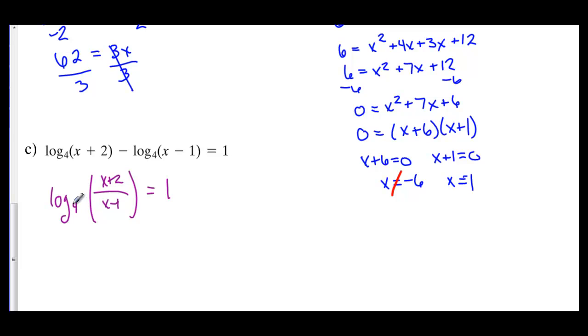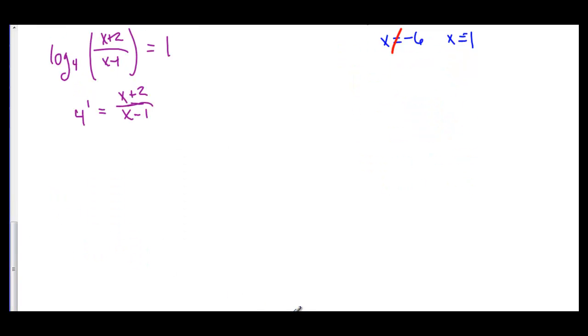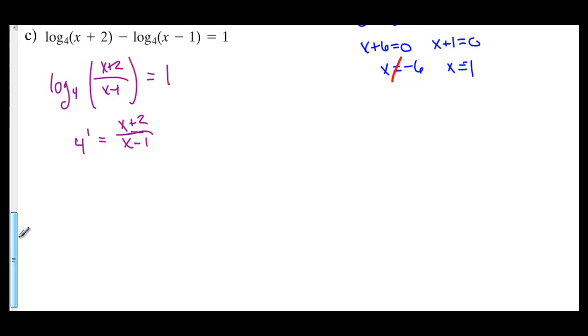Once you have one log statement, then we can go through and convert this over into its exponential form. So we're going to have 4 to the first power equals x plus 2 over x minus 1. And that's going to be the same thing as just 4 equals x plus 2 over x minus 1.